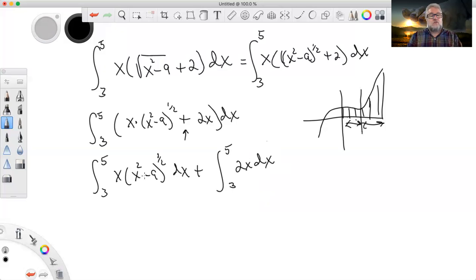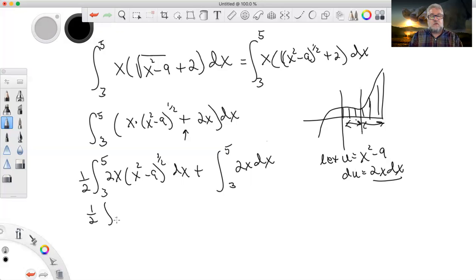And now this one looks like a u to the n, right? So let me write it over here so I have space. Let u equals x squared minus 9. du is 2x dx. Do we have a 2x? No, we have an x. So I can stick a 2 in it as long as I take one away, as long as I divide it away as well. So now this one, 3 to 5, is 1/2 of u to the 1/2 du, plus the integral from 3 to 5 of 2x dx.